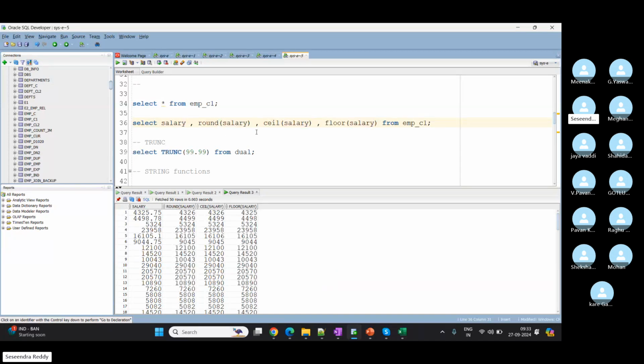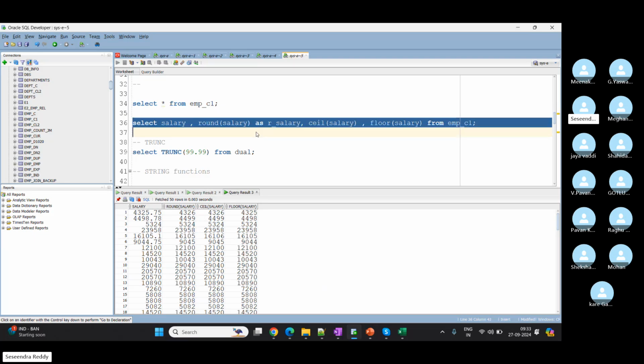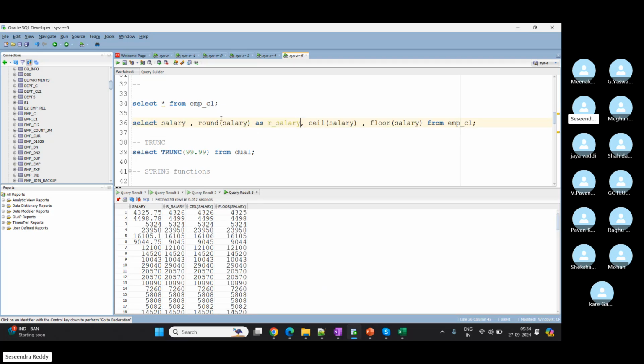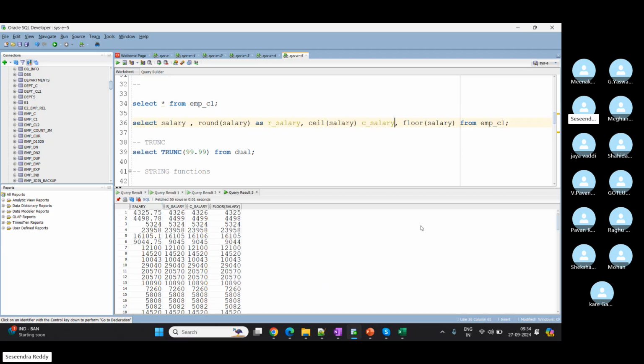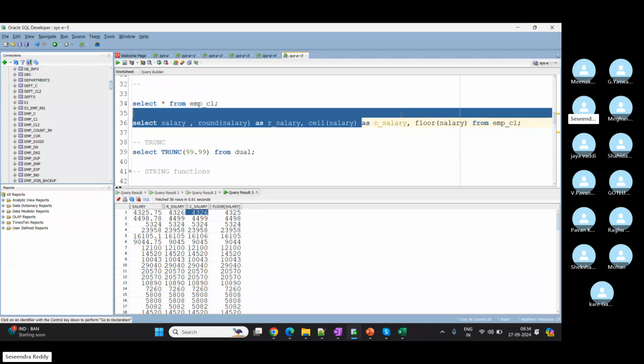So instead of displaying that, we can use our own defined column names in select statement. So I can say r underscore salary, where I'm using round function. So now it will display r underscore salary instead of this logic, right? Same way, c underscore salary, display c underscore name. So we can use as, or else we can directly give that column name. So next to our logic, it will consider it as an alias name. So better use as, so that it will be clear. Okay, it is a column alias.